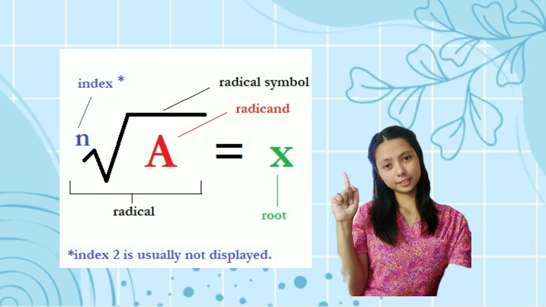This is the symbol of a root and its elements. As you can see here, the line above is the radical symbol, and the A here is the radicand, and the X is the root. And as you can see, below the radical symbol is the radicand. So the left side of the radical is the n, which is the index. So that is the symbol of a root.